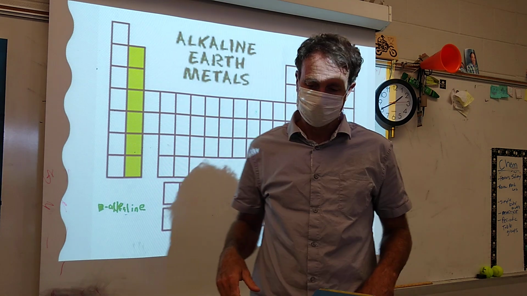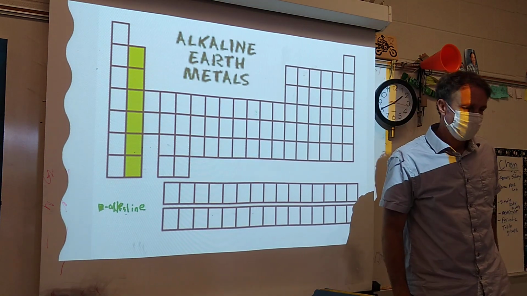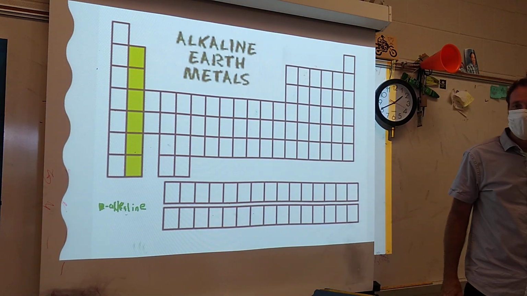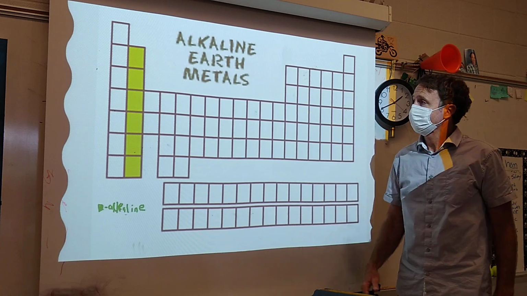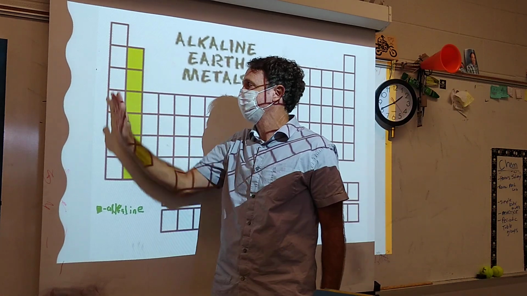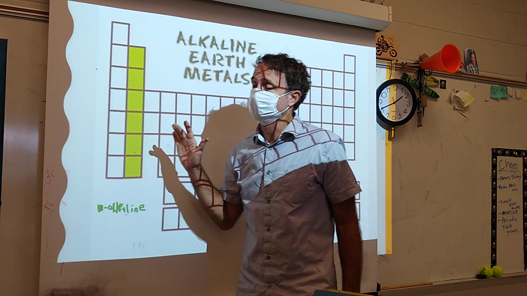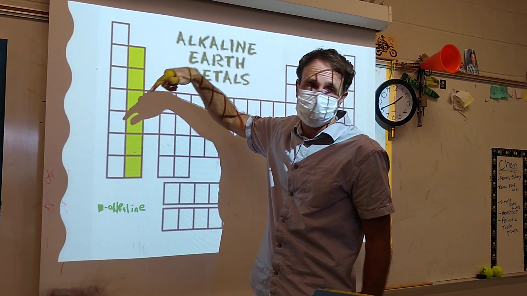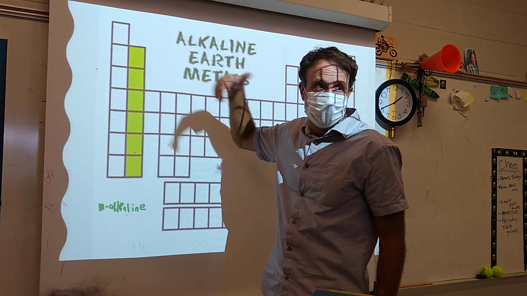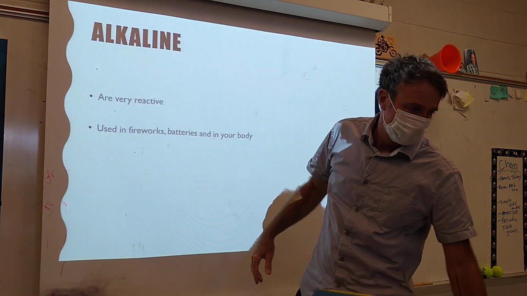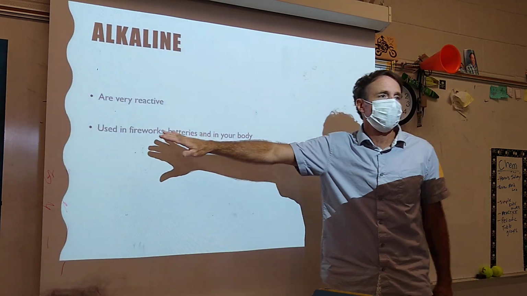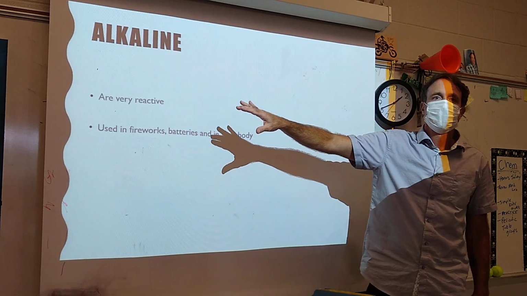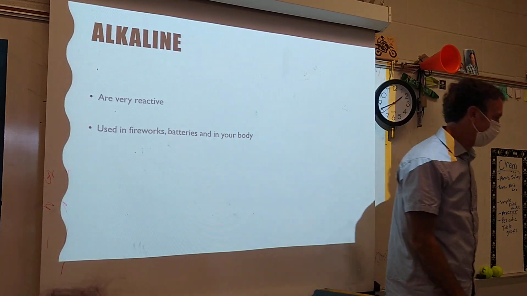All right? So, the alkaline earth metals, they are very, very reactive. They're not as reactive as these, but they're still very reactive. If we think about what's in here, we have beryllium, magnesium, calcium, right? Strontium's in this group. These things are reactive. They're in fireworks. They're in batteries. They're very reactive.